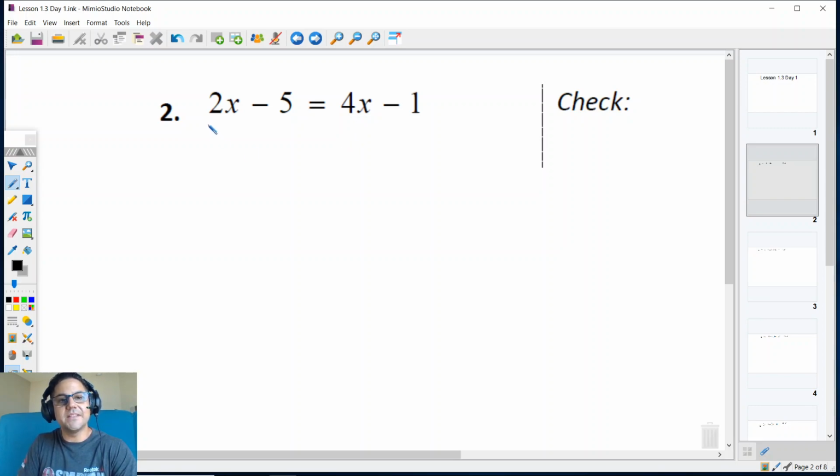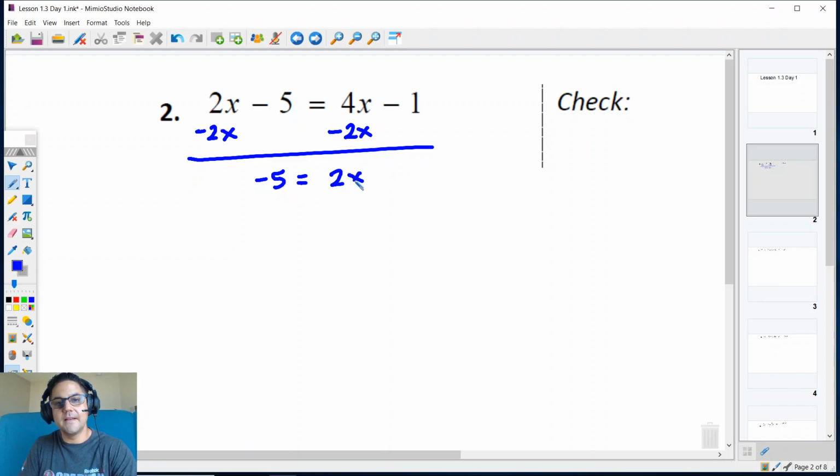So I'm going to go ahead and practice that skill. I'm just going to go ahead and let's change it to blue. Subtract 2x from both sides. Because remember, whatever you do on the left side of the equation, you also need to do on the right side. Notice where I placed it directly below the variables. So in other words, on the left side, it disappears. So I have a negative 5 is equal to a 4x subtract a 2x is a 2x. And then I've got to subtract 1.